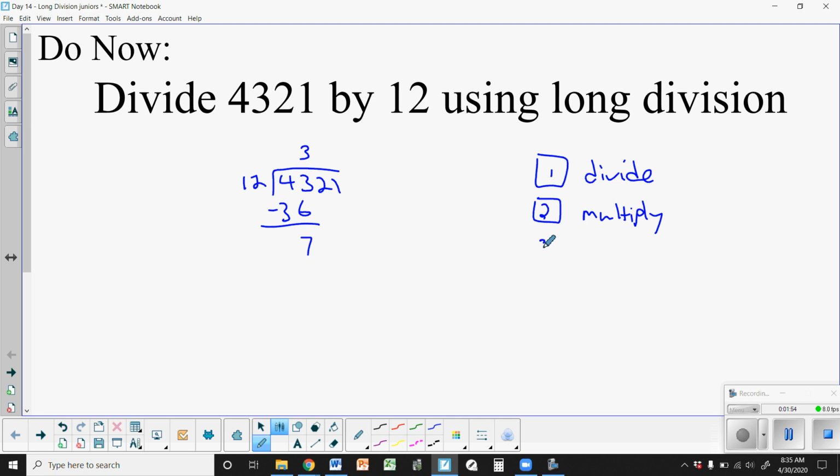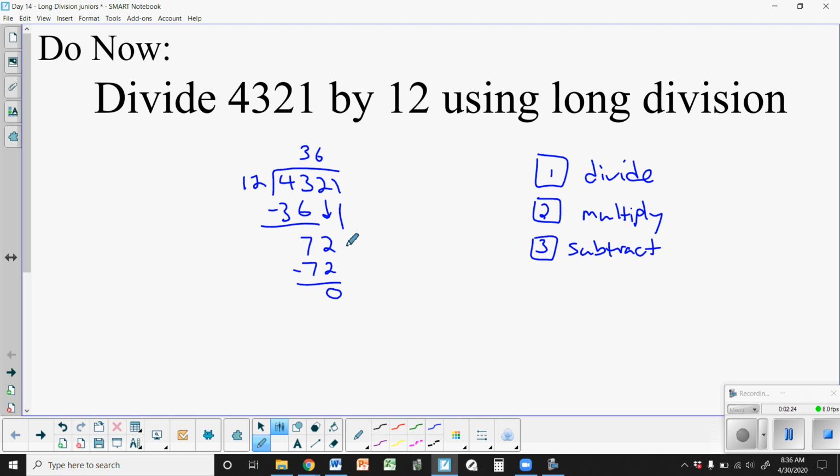So our third step is that we subtracted. And then what's our next step? That's right, we bring down the number, so we bring down a 2. All right, so 72 divided by 12, that's actually even. It evenly divides 6 times. So then 6 times 12, we get 72. When we subtract, we get a 0.